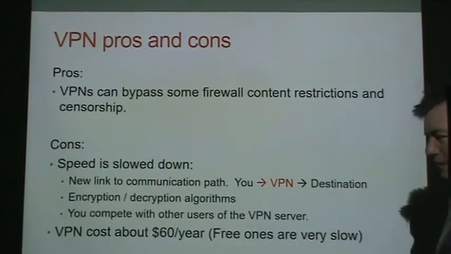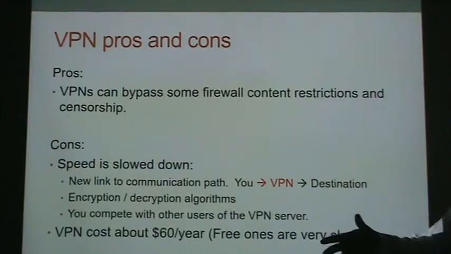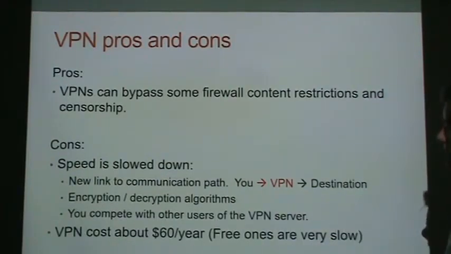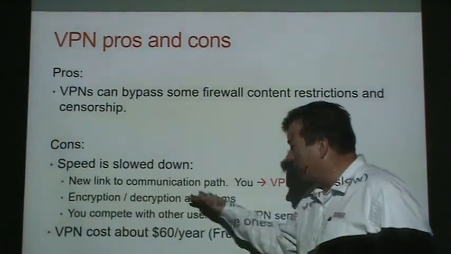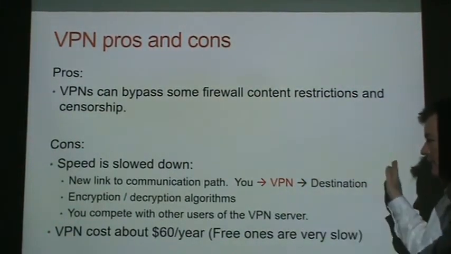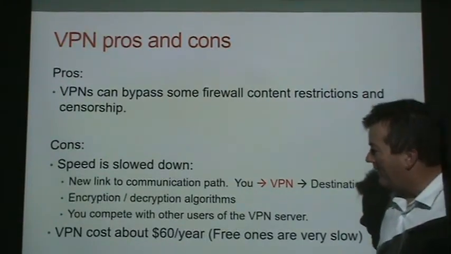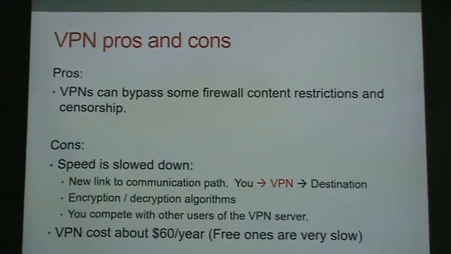Plus also the people at your company can communicate with each other directly and securely, and they don't have to be in the same office. The cons are basically speed and cost. Right? So the speed would be, you know, there's a new link of communication. It goes from you to the VPN and then to your final destination. And both hops have that encryption and decryption algorithms have to run.